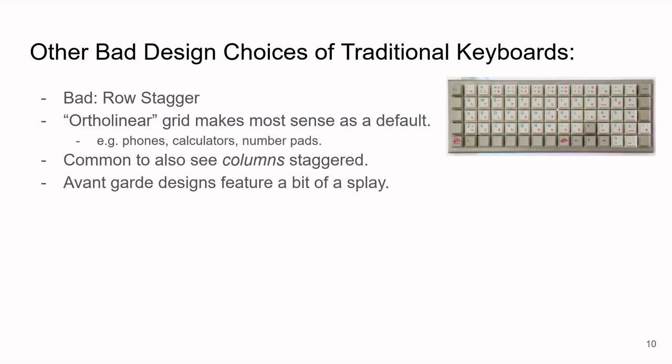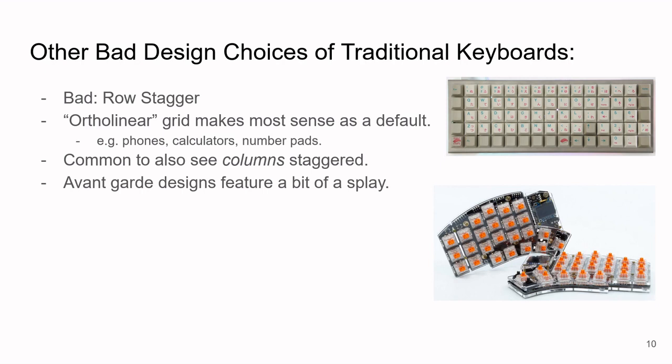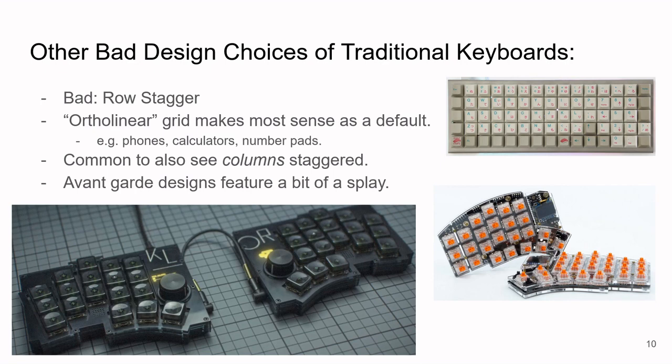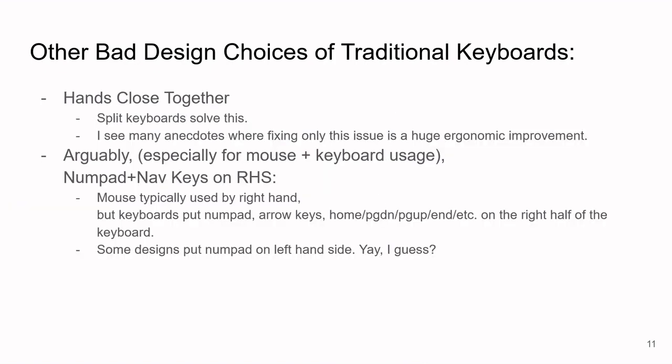We see grids used on phones, calculators, and number pads. I've never seen a row stagger used anywhere else other than on keyboards. I've also seen columns of a keyboard be staggered, such as in this keyboard here. And I've seen some designs which will even splay the columns of the keys. That also seems good.